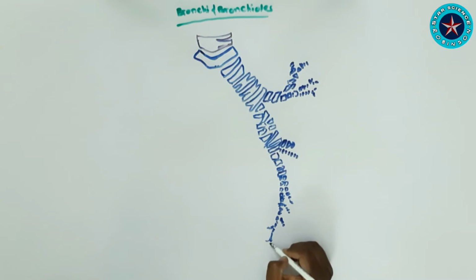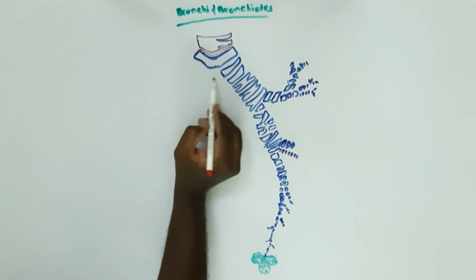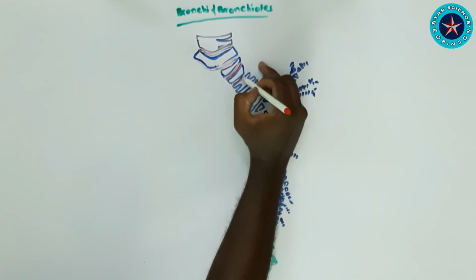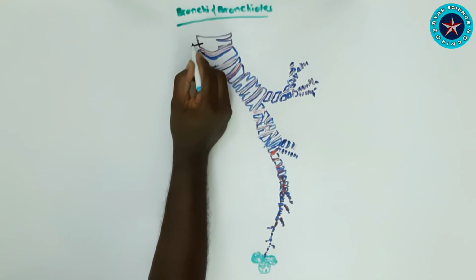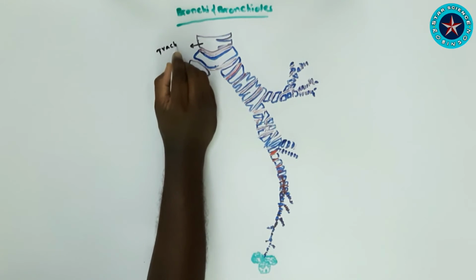From the primary bronchus to the secondary bronchus, then smaller bronchi, that is bronchioles, down to the terminal bronchioles, it is called the conducting zone. So from the trachea to the terminal bronchioles is the conducting zone. From the respiratory bronchioles onward is the respiratory zone, where gas exchange is done.